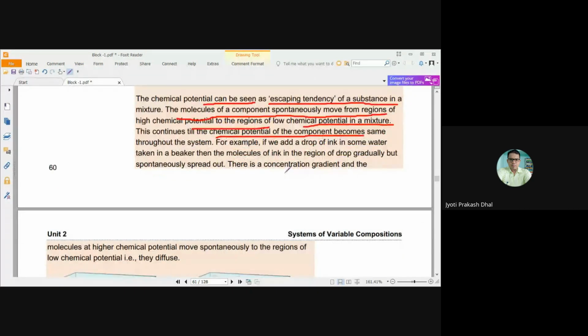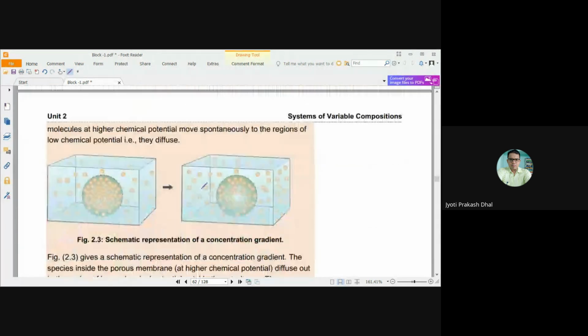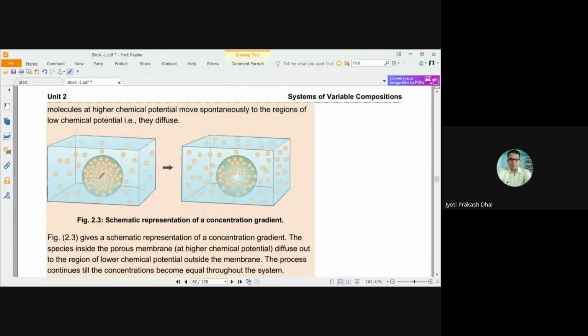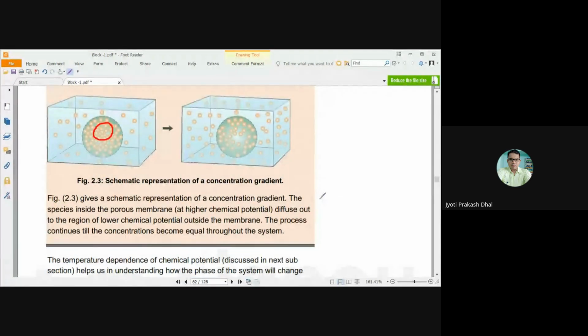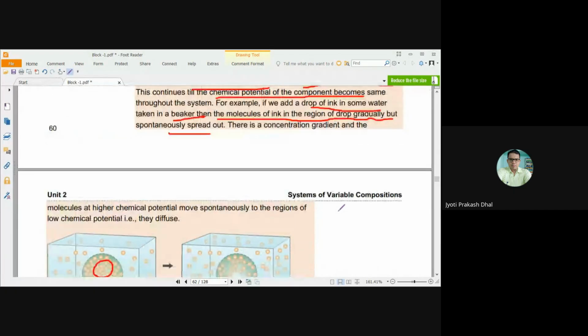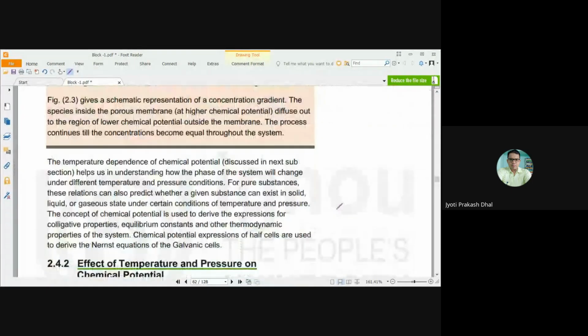For example, if we add a drop of ink in water taken in a beaker, then the molecules of ink in the region of the drop gradually but spontaneously spread out. So that is the physical significance. So these are the molecules of the ink, and they will continuously spread out until the chemical potential throughout the system becomes the same.